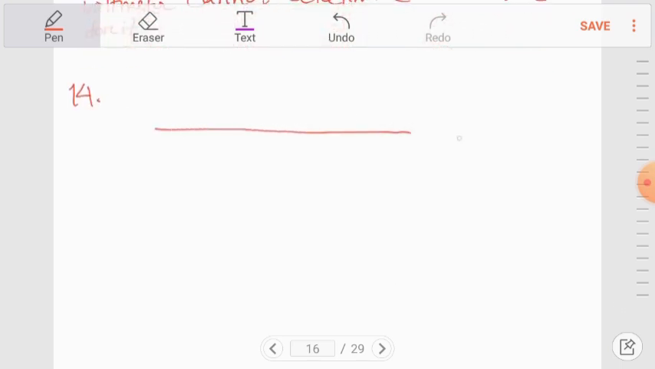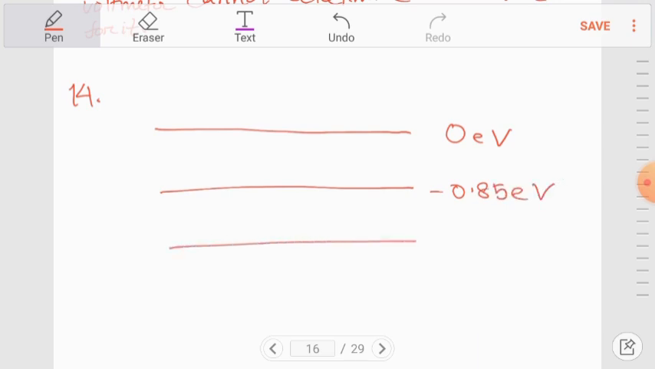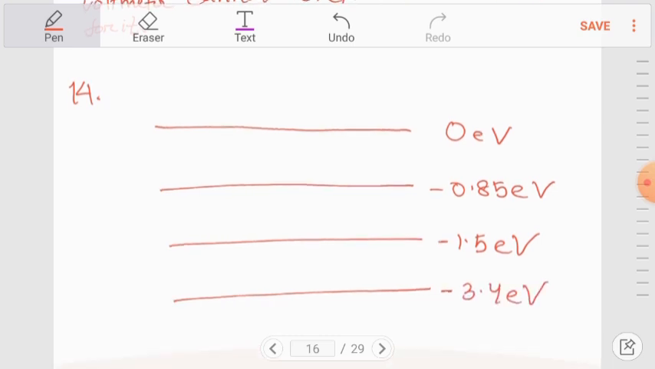The first energy level has an energy of 0 electron volt. The second energy level has an energy of negative 0.85 electron volt. The third one has an energy of negative 1.5 electron volt. The fourth one has an energy of negative 3.4 electron volt, and the last one has an energy of negative 13.6 electron volt. Now it says that when an electron with a kinetic energy of 12.3 electron volt interacts with this atom, an electron in the atom moves from the negative 13.6 electron volt level to the negative 1.5 electron volt level.